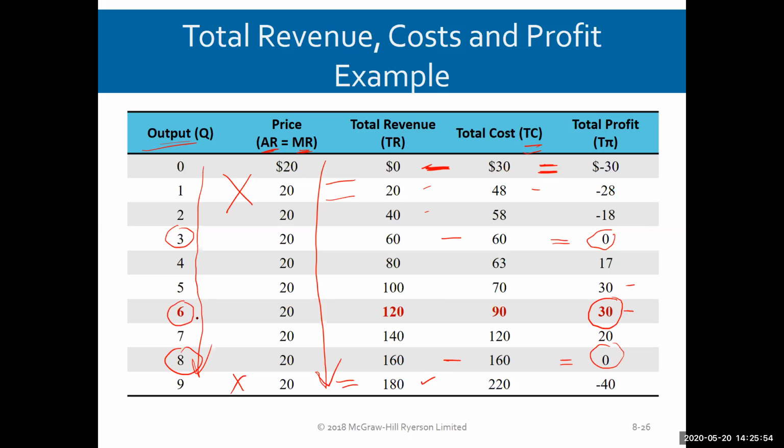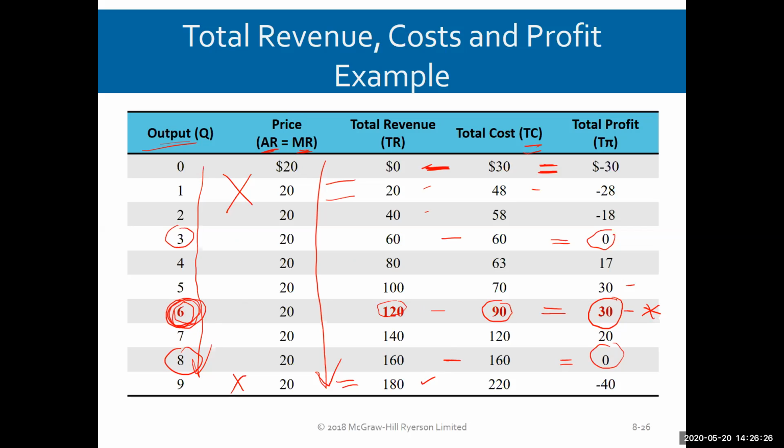So notice that you don't make your best profit by producing all you can, because if you're producing 9, you're actually making a loss of 40 over here. But if you're producing an output of 6, your total revenue is 120, you subtract your total cost of 90, and that gives you a maximum profit of 30. So this is your profit maximizing quantity using the total approach.